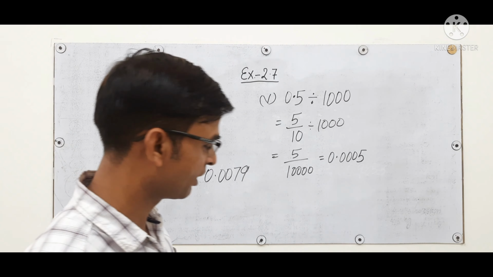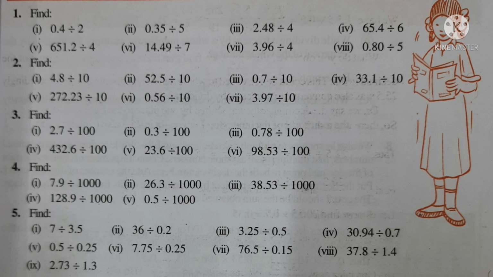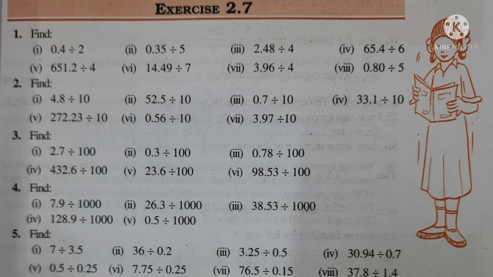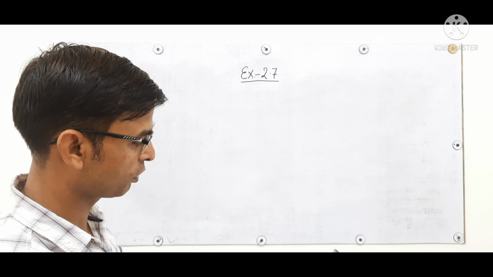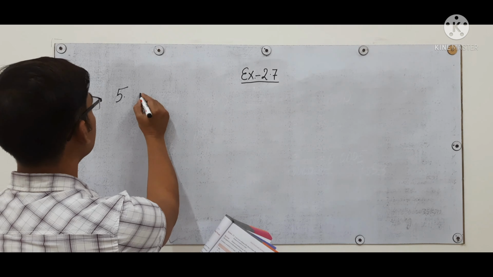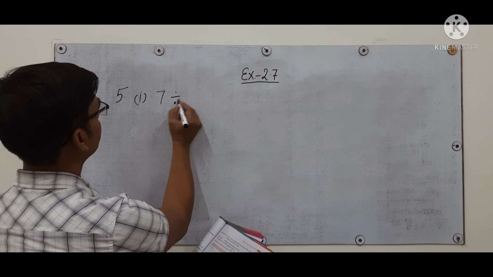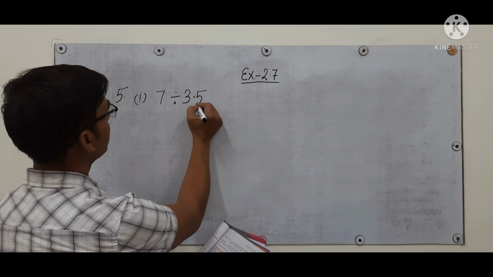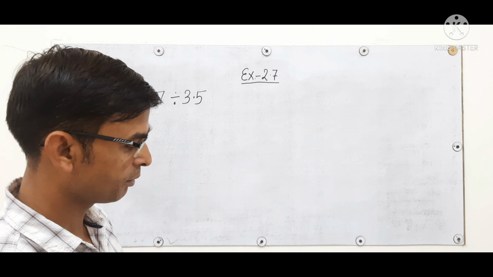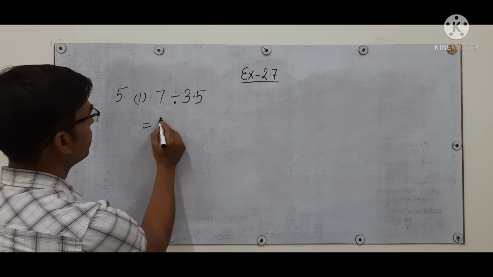Okay students, now we will solve question number 5, and question number 5 is now on your screen also. So you can just look here. What is question number 5? We will easily solve it, just like we have solved question number 1 to 4. So question number 5, part first is 7 divided by 3.5. Okay, so we will just make it easier.